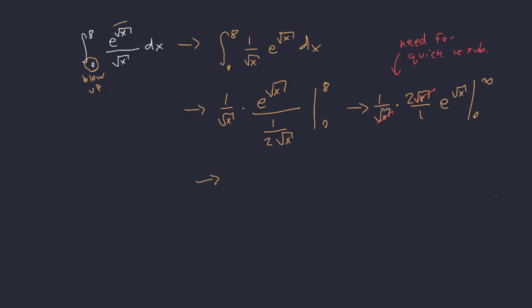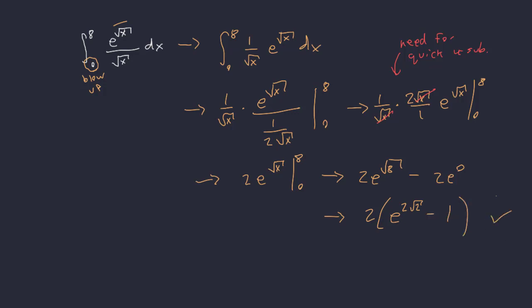Now since that all cancels out, we get 2e to the square root of x from 0 to infinity, and it looks like we're going to get, oh nope, too many infinities rolling around. That's not infinity, it's 8. Sorry about that. So we get 2e to the square root of 8 minus 2e to the 0. We can factor out the 2 and get 2 times e to the 2 root 2 minus 1, if we wanted to be super specific. So it turns out that this does converge.